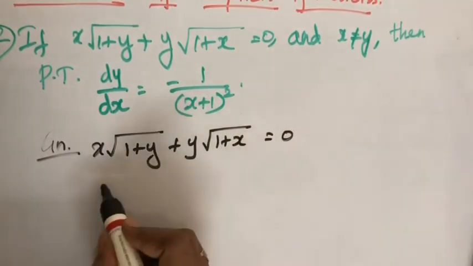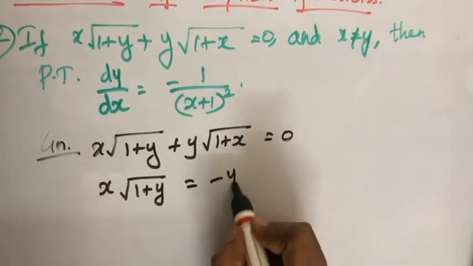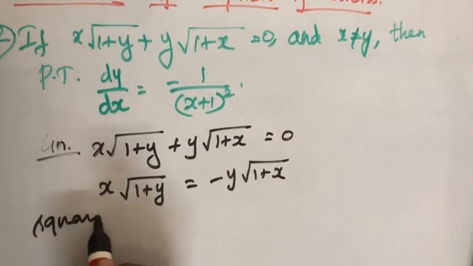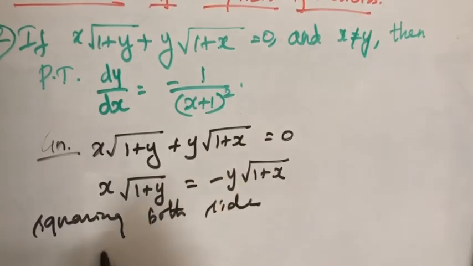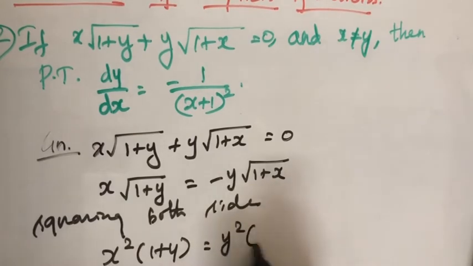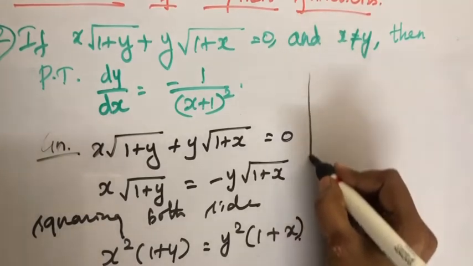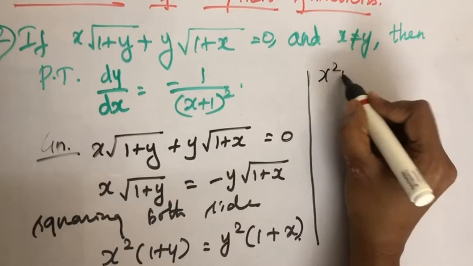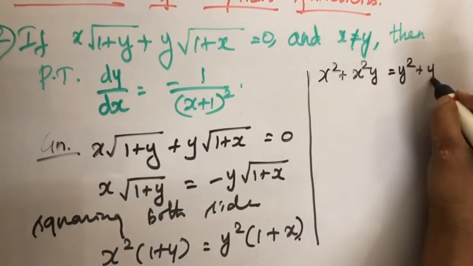I bring one term to the opposite side. So, x square root of 1 plus y is equal to minus y square root of 1 plus x. Squaring both sides, I get x square into 1 plus y is equal to y square into 1 plus x. So, I multiply this inside: x square plus x square y is equal to y square plus y square x.